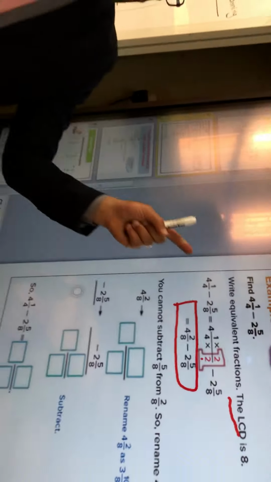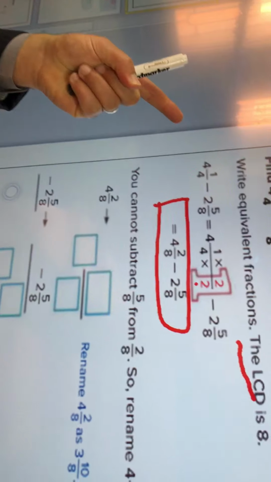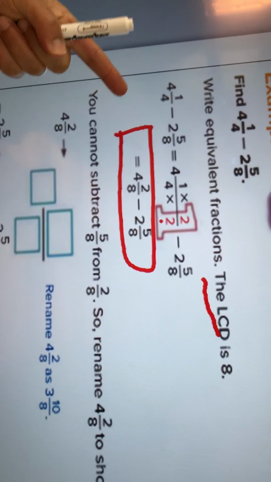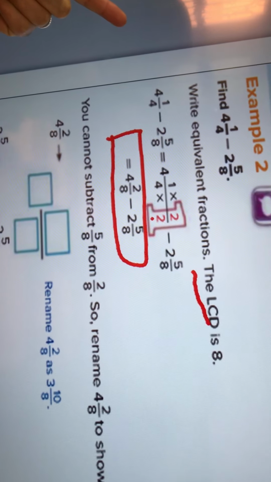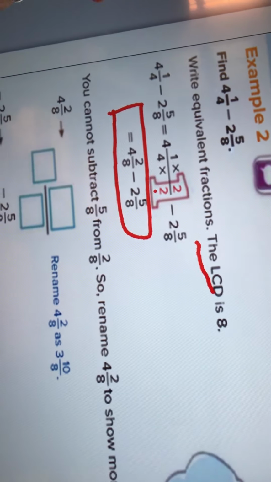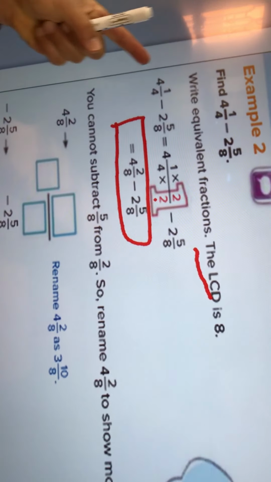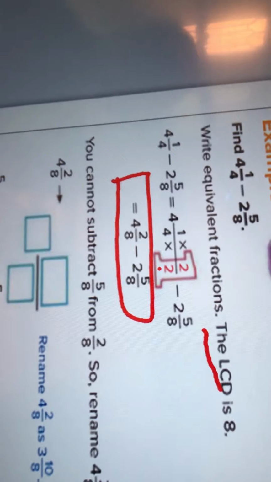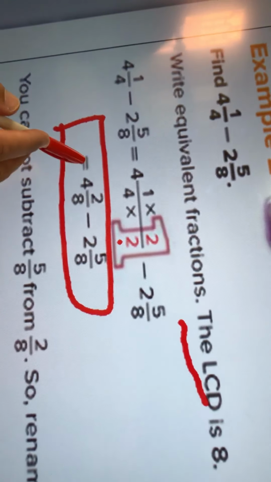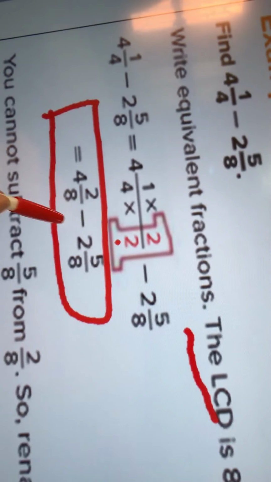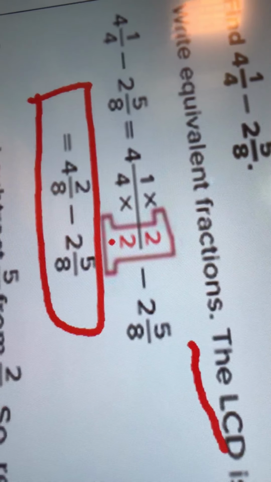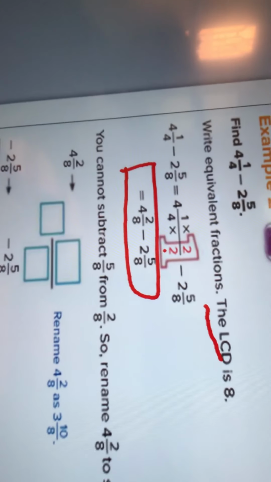Okay, here I have two unlike fractions, with denominators 4 and 8. The smaller one is 8. Can 4 become 8? Yes, by multiplying by what? By 2. We multiply this fraction, both numerator and denominator, by 2. It will be like this: 4 and 2 out of 8 minus 2 and 5 out of 8. Now it's like. Okay?